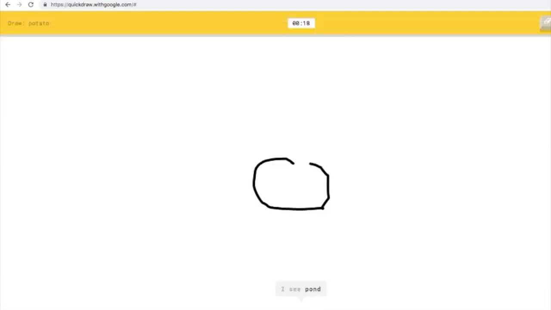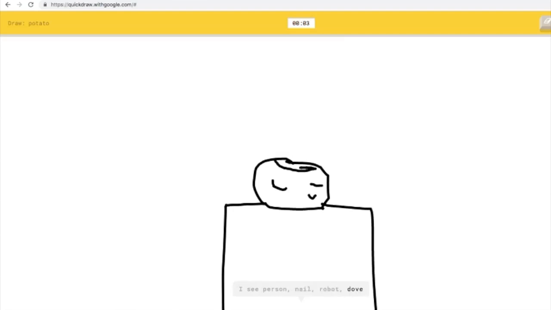I see pond, or circle, or blueberry, or moon. I see baseball, or basketball, or planet, or frying pan. I see satellite, or bird, or bottle cap, or ring. I see person, or nail, or robot. Oh my God! Bat. How do you not know that's potato? I see belt. Sorry, I couldn't guess it. Dang.